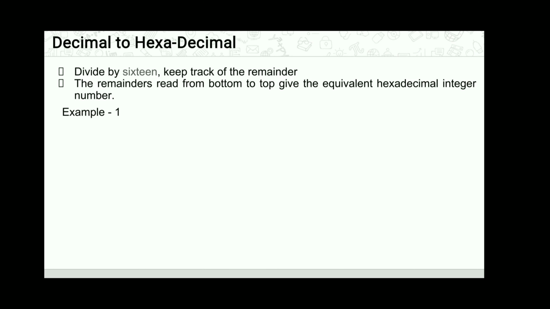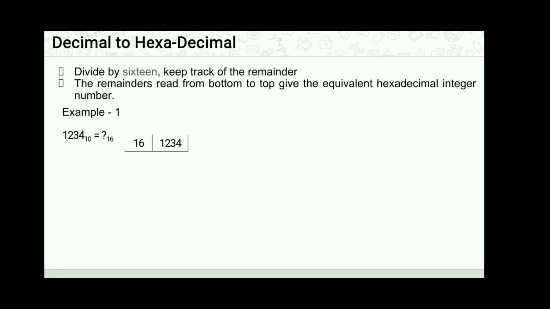Next we will go through decimal to hexadecimal conversion. The trick to remember for this type of conversion is to divide the given decimal number by 16 and keep track of the remainder. And as we have done previously, we will keep track from bottom to top. So let's go through an example. We have to get the hexadecimal equivalent of the decimal number 1234.